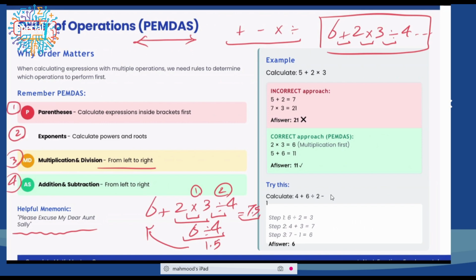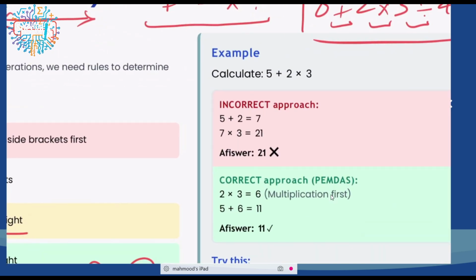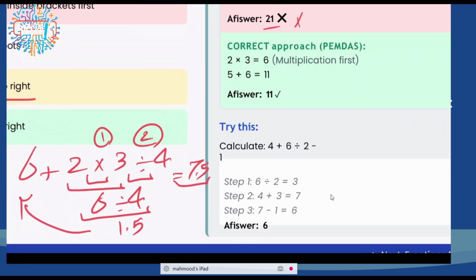This is something that we call PEMDAS, or the order of operations. Again, as a very basic example, I have 6 plus 2 multiplied by 3. 2 multiplied by 3 is 6, plus 5 is equal to 11. So I have to be careful if I do it another way. If I do 5 plus 2 and multiply by 3, I get 21, which is the wrong answer. So the right answer would be 11.